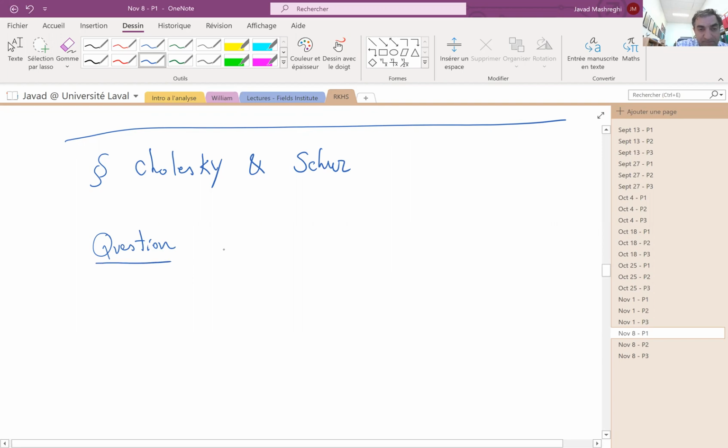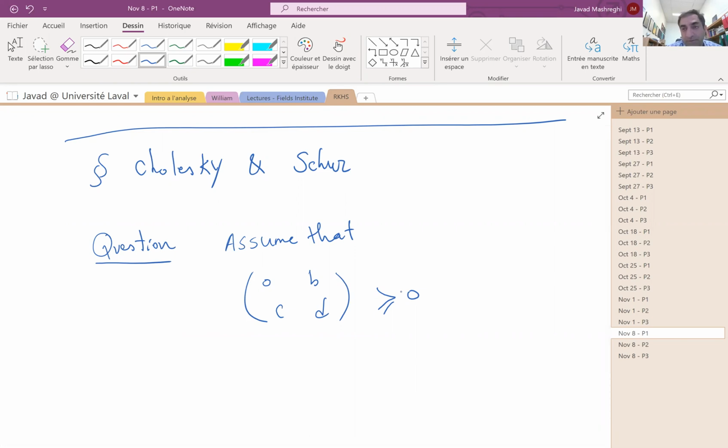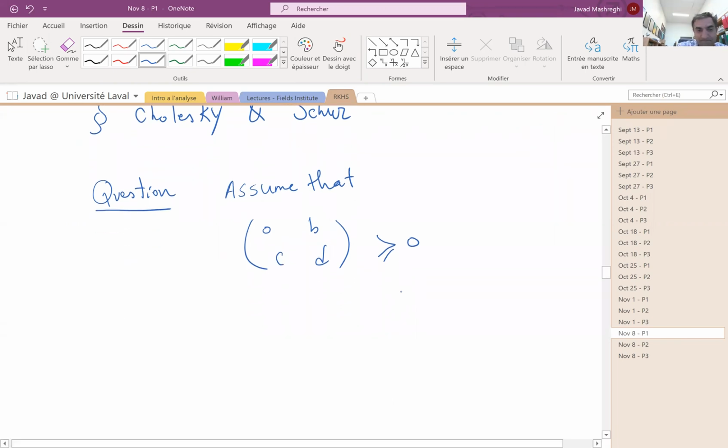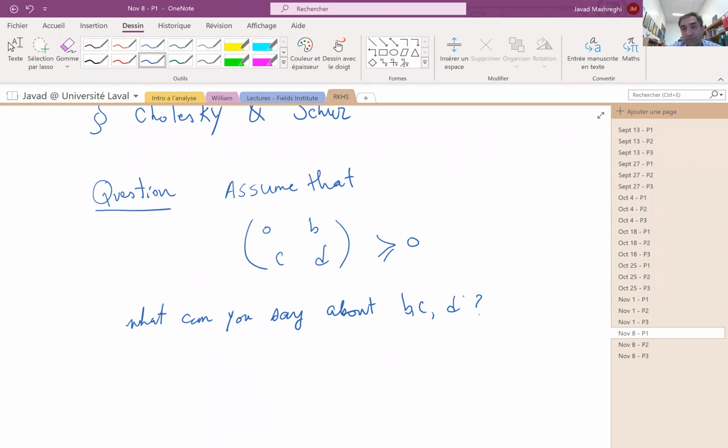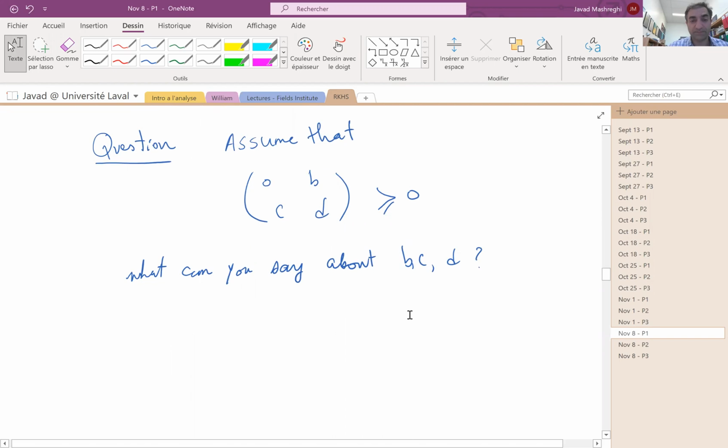Question. Assume that the 2 by 2 matrix whose first element is 0, and here we have B, C, D, is positive. So you have a matrix A, B, C, D, which is positive, but the first element A is equal to 0. What can you say about the other elements? It's not a difficult question, we just use the definition of positivity, and we obtain the conclusion.